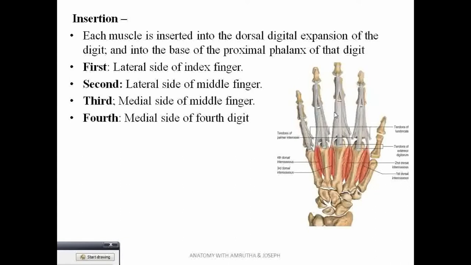Now the fourth one is inserted to the medial side of fourth digit. Yes, now this one can move the fourth digit away from the medial plane when this muscle contracts. So this is causing abduction. Now when you notice here, the second and third dorsal interossei are inserted to the middle finger, so that this one, when it contracts, can move the middle finger this way, and this one, when it contracts, can move the middle finger this way. So both are abductors. Both can cause abduction.